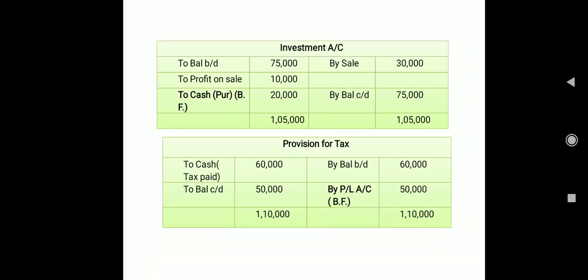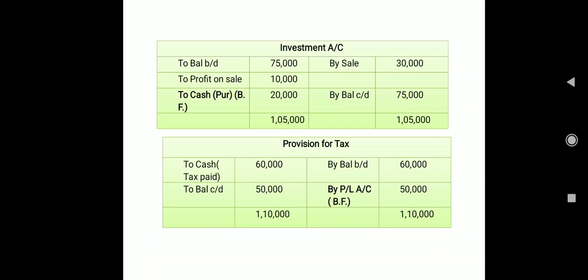The same we are going to post in the ledger account by sale. How much? 30,000. And then how much profit did we have? So to profit on sale 10,000 profit. No other further information. So now again closing the account and calculating the balancing figure, and this time again we have got the balancing figure on the debit side, so we are going to assume it as a purchase, which means again fund is going outside, so this is going to be our application of fund.